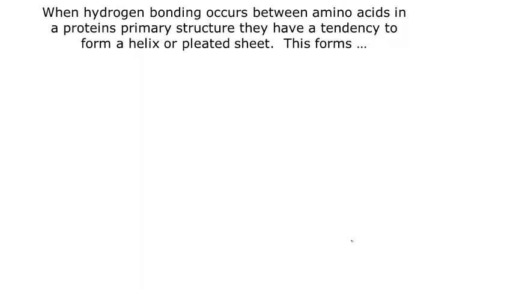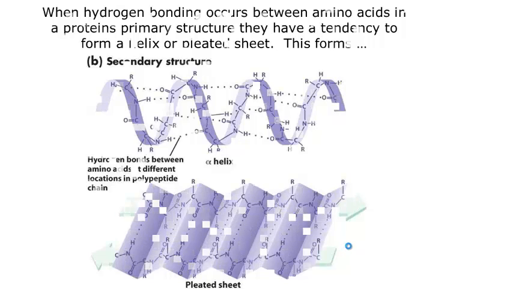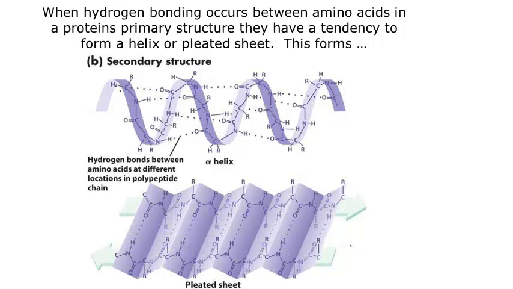When the hydrogen bonding actually begins to occur between amino acids in that primary structure, you have a tendency for proteins to basically form an alpha helix or a pleated sheet. So I'm going to go back there. We obviously didn't stay very long on that page. So this is called the secondary structure. When you see an amino acid chain forming an alpha helix like this one, or if you see it forming a pleated sheet, we will call that the secondary structure.